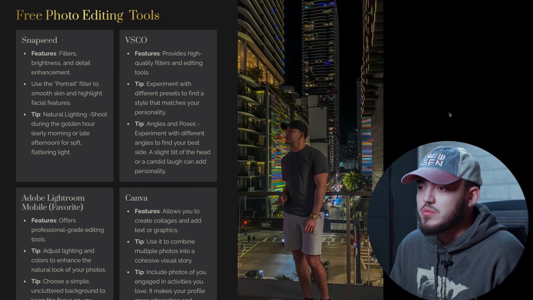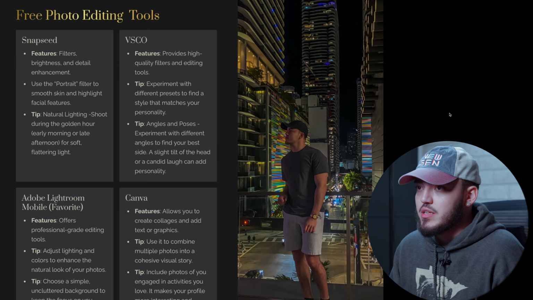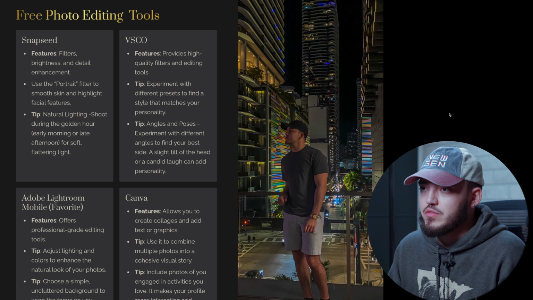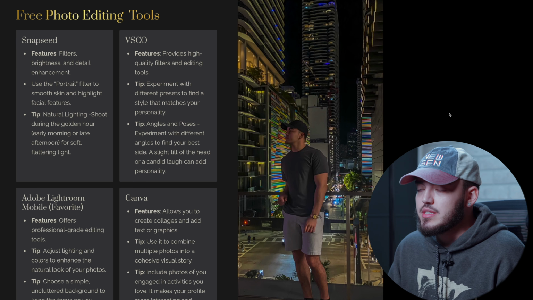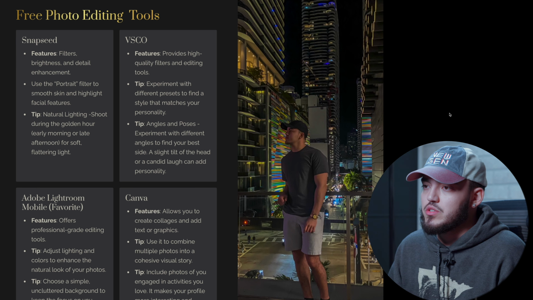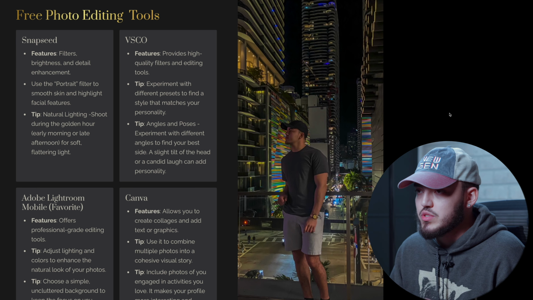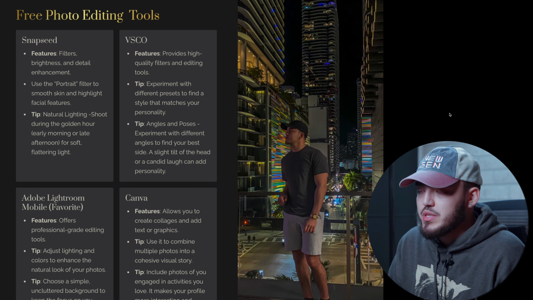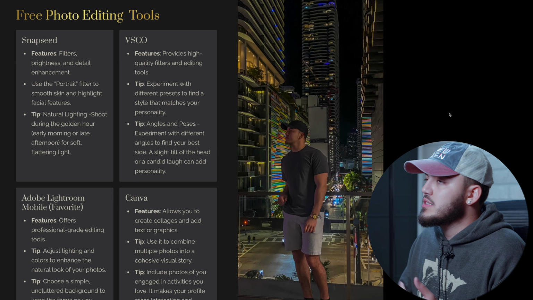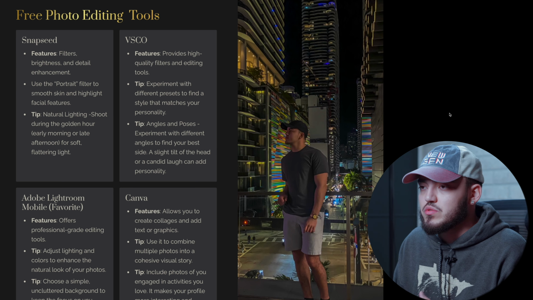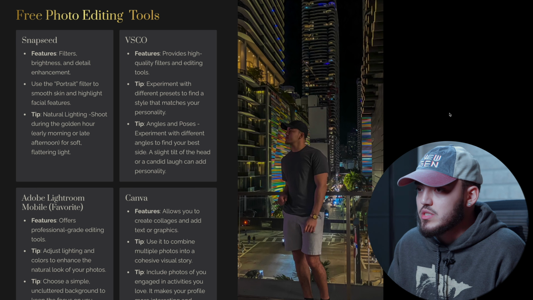Next, I'm going to share some of my favorite photo editing tools. These are all free. The first one is called Snapseed. This one has filters for brightness and detail enhancement. You can use the portrait filter to smooth skin and highlight facial features. And one piece of advice is use natural lighting. What if you don't have ring lights? Use natural lighting. Use the sun, golden hour, early morning or late afternoon for soft, flattering light.